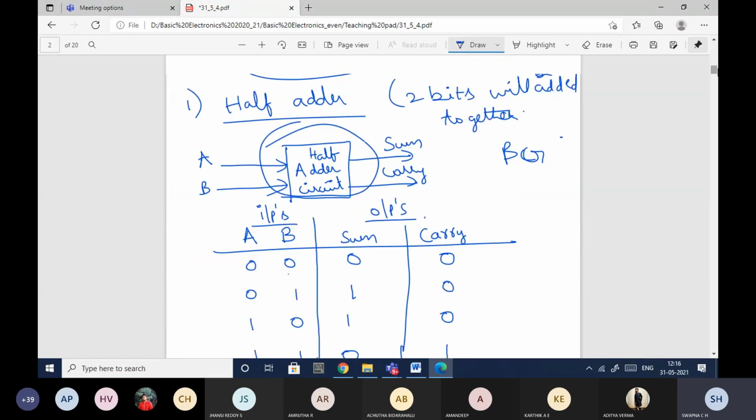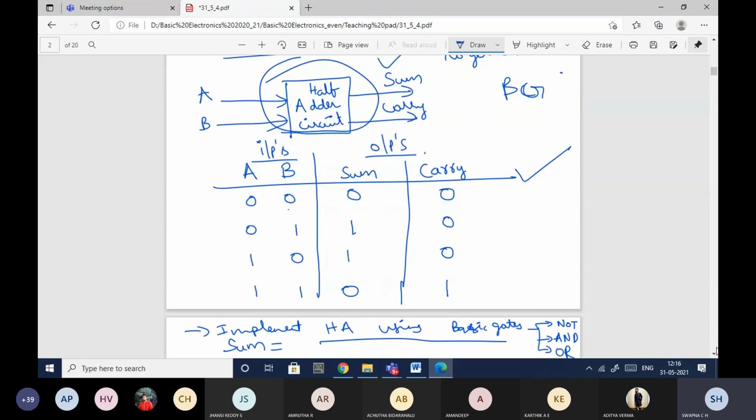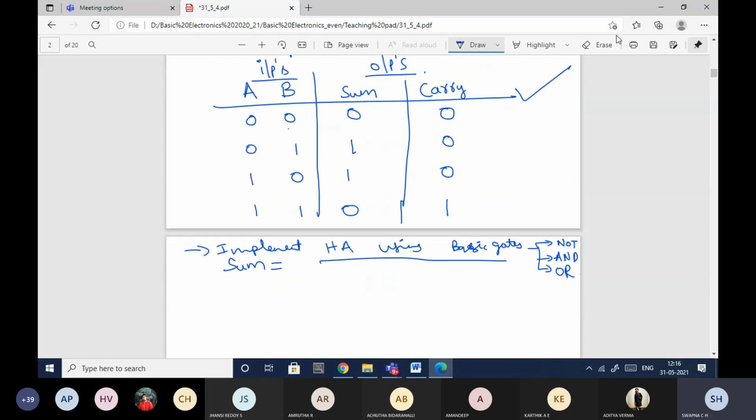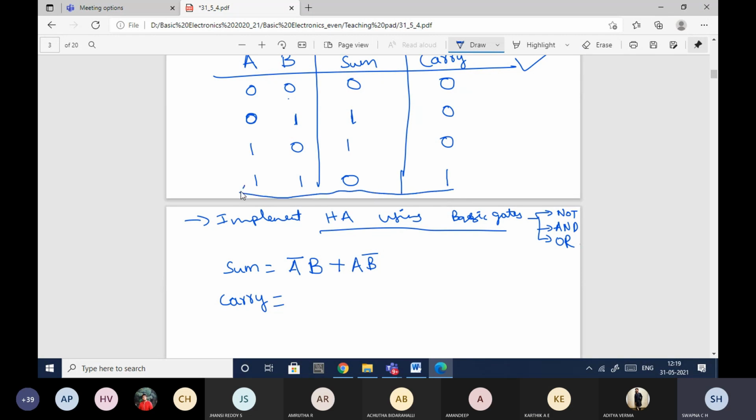In that case you need to draw the truth table, and from the truth table you need to write the output equations. So what will be the carry equation? It is AB, not A bar B. Why AB? Because here only I have 1, and other places it is 0. So I need to take its corresponding input variables.